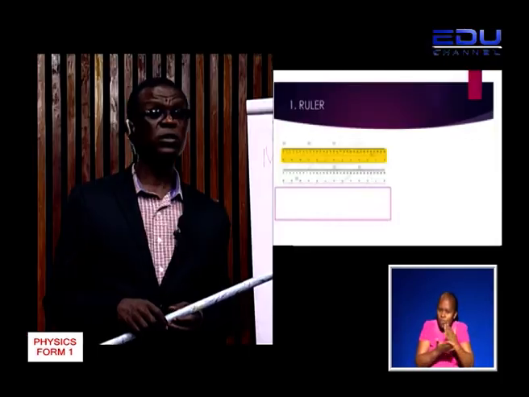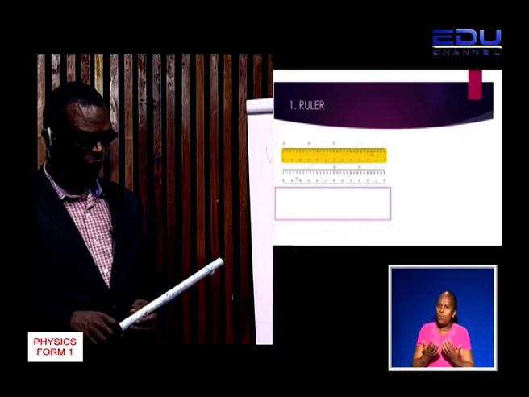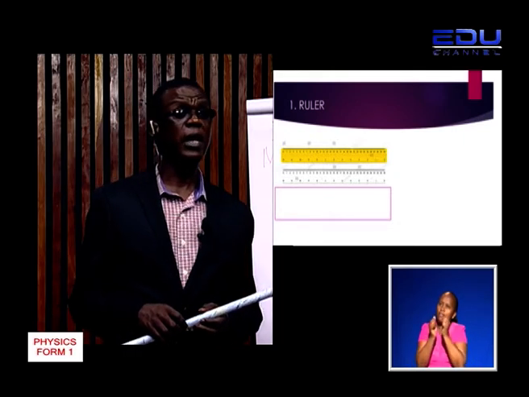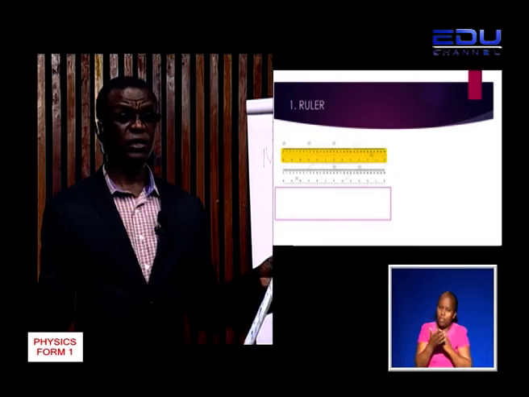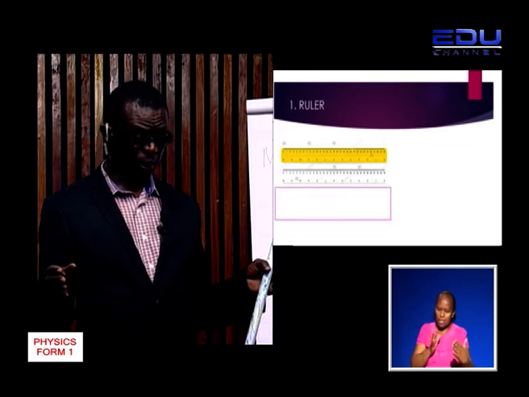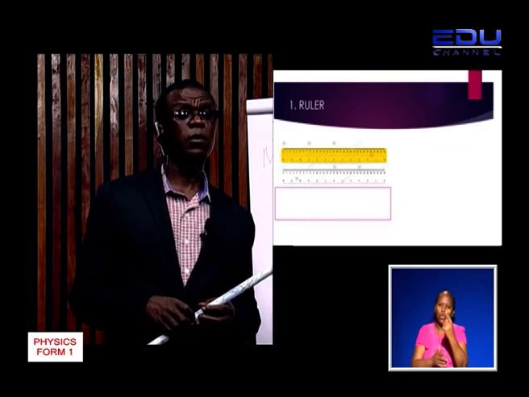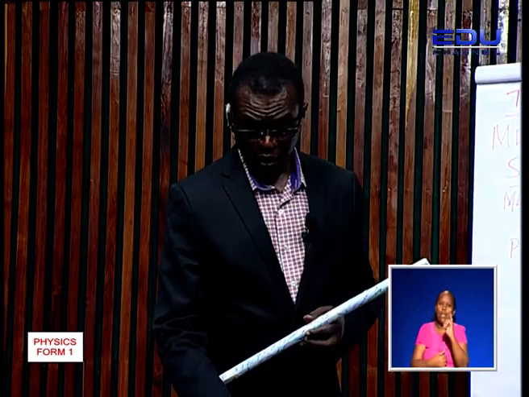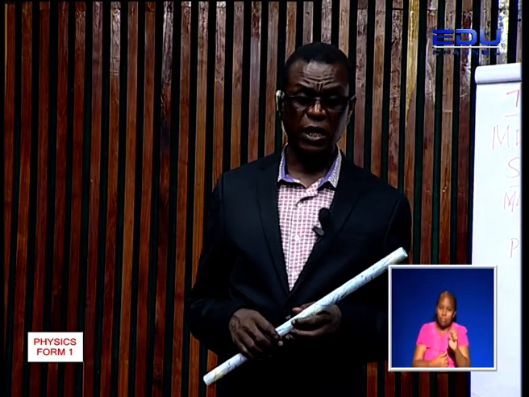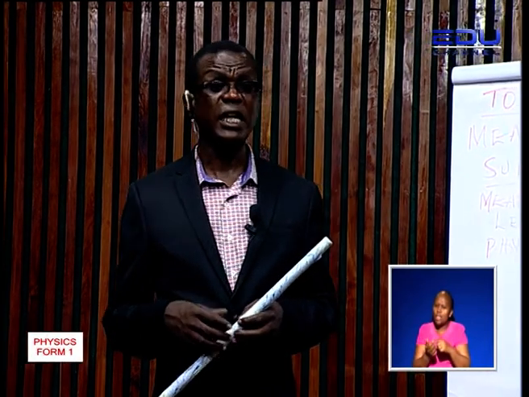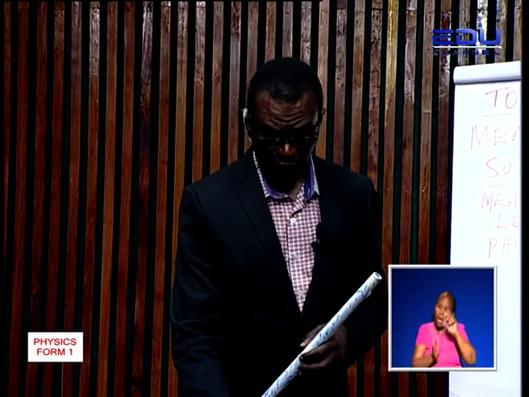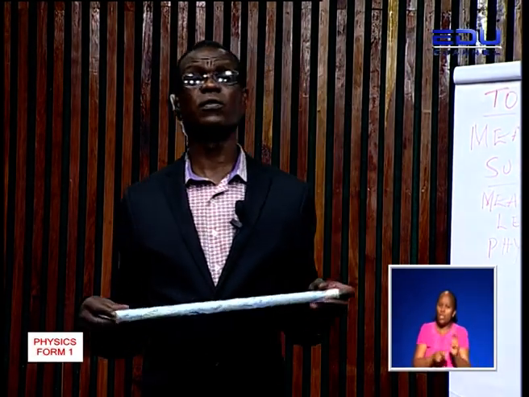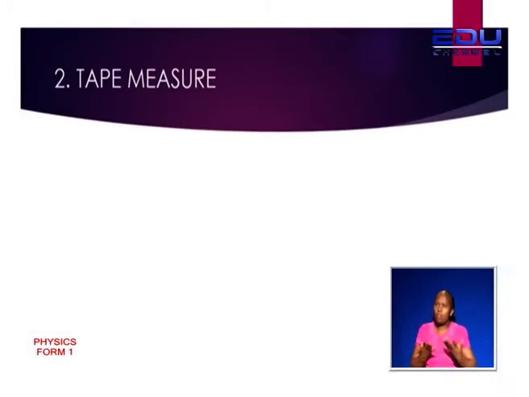The divisions, we have 10 divisions within one range or one unit. That one unit is 1 centimeter long. The smaller divisions stand for the millimeters, and this helps us to calculate the accuracy, which we are going to see later on. The other instrument that can be used for measuring length is the tape measure.